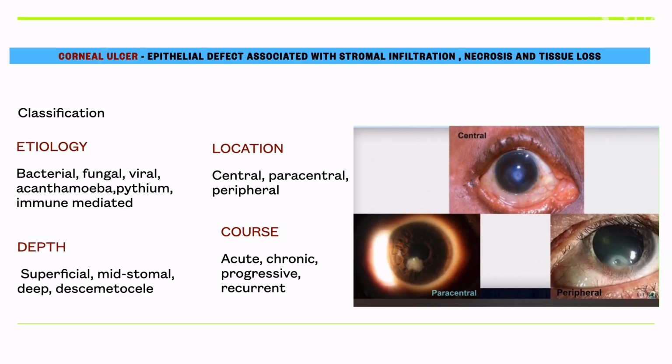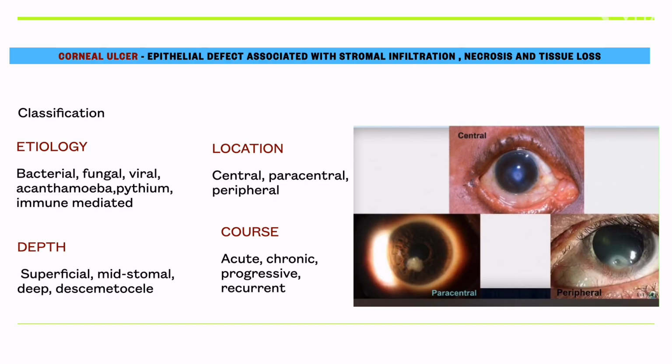So, after that, we can classify it in 4 practical ways based on etiology, location, depth, and clinical course. First, by etiology, ulcers can be infectious or non-infectious. The non-infectious ones include immune-mediated ulcers, and identifying the likely cause is important because the clinical appearance and treatment differ considerably. Second, by location, we describe the ulcer as central, paracentral, or peripheral.